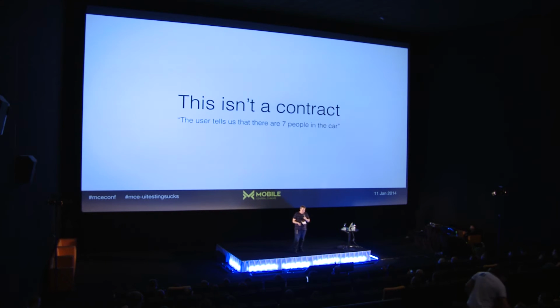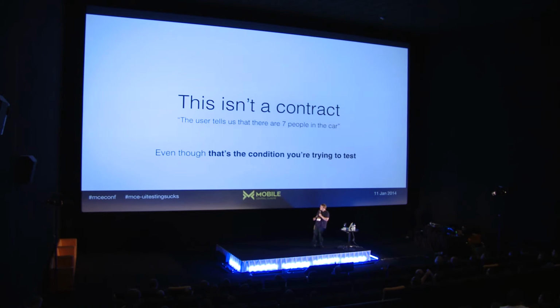By some process, the user indicates this information to the application, but that doesn't tell us how it happens or what we should expect. And this is really the condition that we're trying to test, right? We're not trying to test whether or not a keyword works. Hopefully we know that, right? We're trying to test whether or not the user told us that there were 7 people in the car. But you can't do that because it's not a contract.